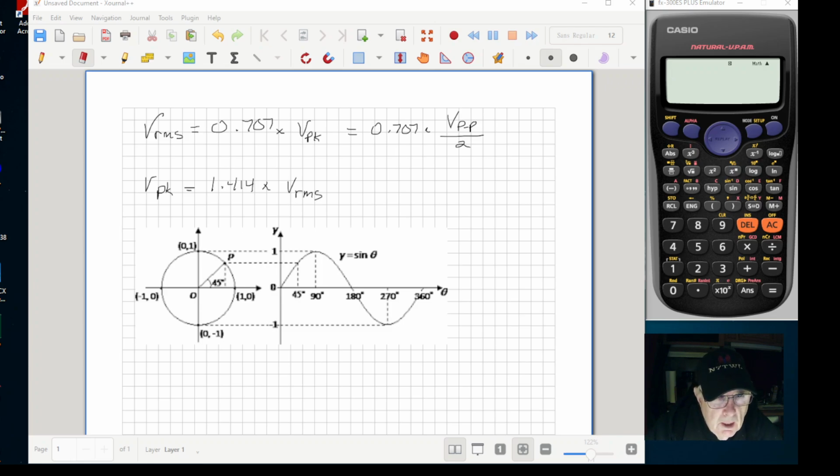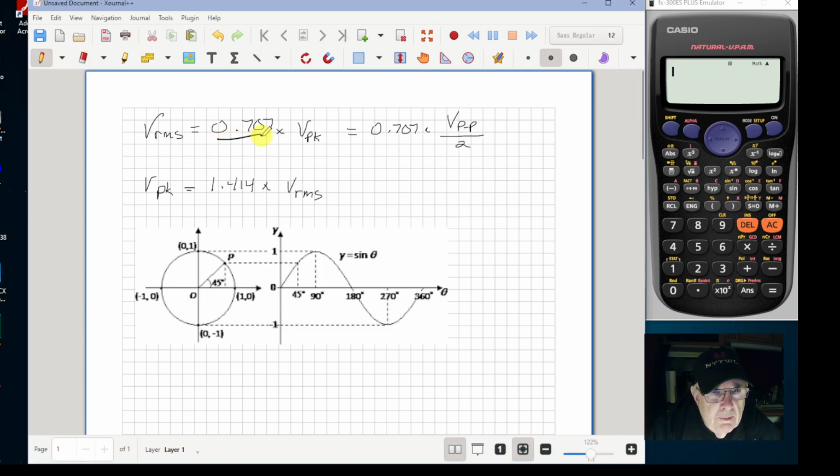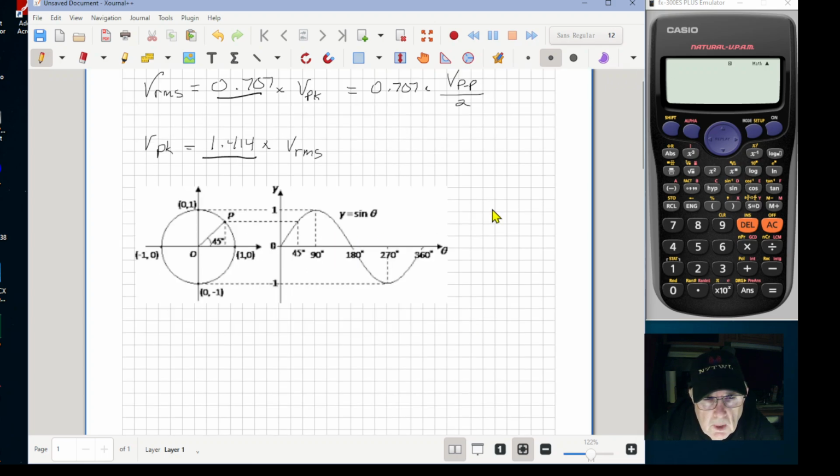I've put up here a couple of formulas that are being used, and you'll notice that they have 0.707 and 1.414. Where do those come from? Why are they there? Why is this important? And so we're going to talk a little bit about that. Okay.